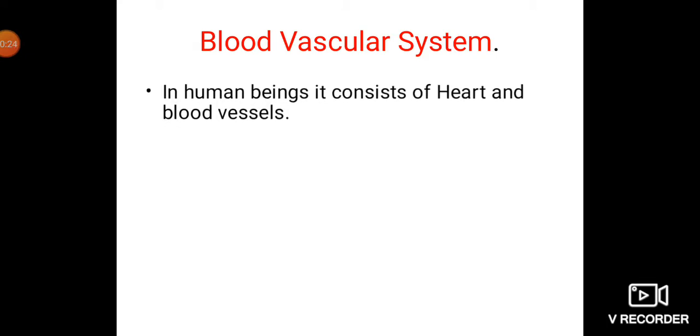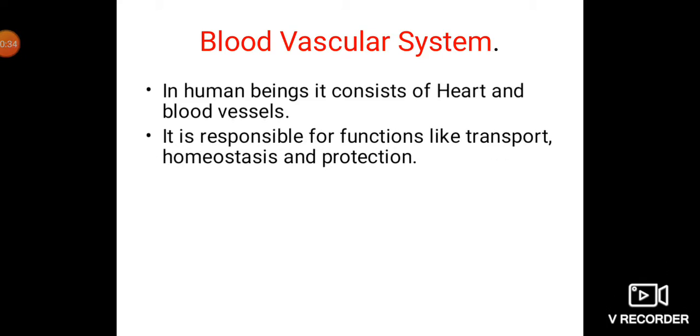Blood vascular system. In human beings, it consists of the heart, blood and blood vessels. It is responsible for functions like transport of material, maintaining a constant internal environment called homeostasis, and even protection.